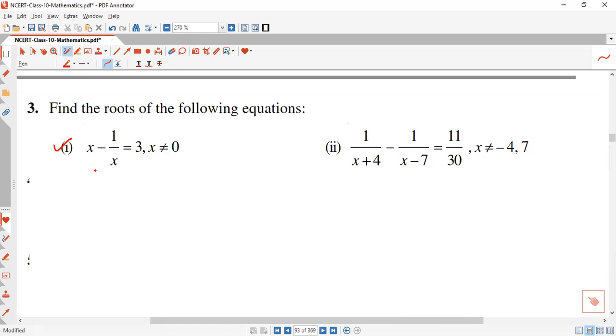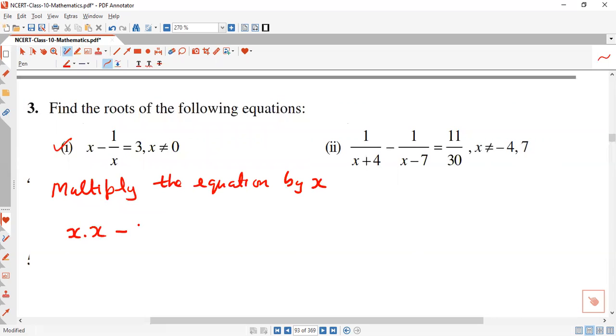So what should we do first? First we multiply this whole equation by x. Why? Because in the denominator there is only the x term. Multiplying the equation by x, what are we getting? x into x minus x into 1 upon x equal to x into 3. Simplify this one: x square minus 1 equal to 3x.